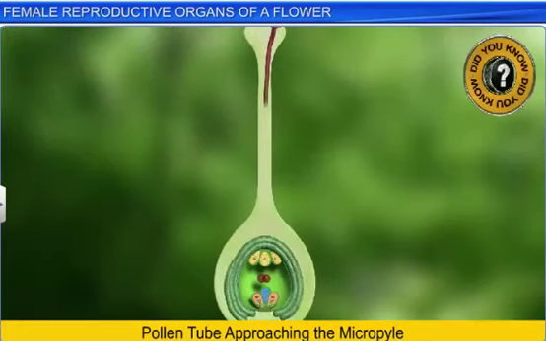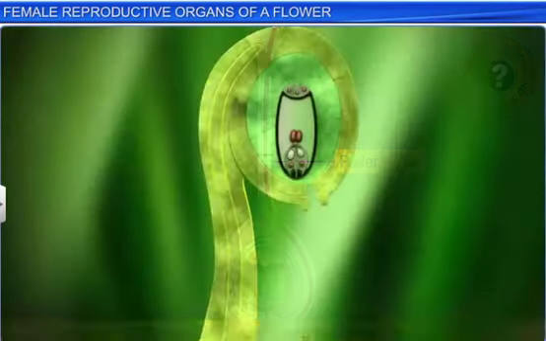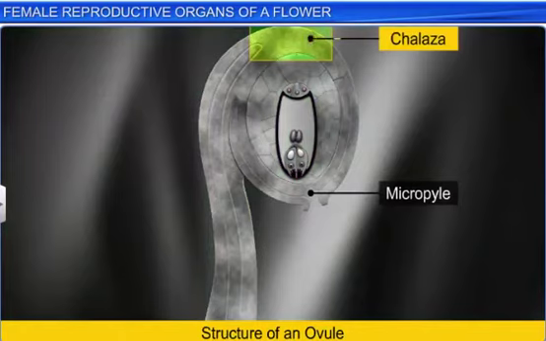Did you know that the micropylar end acts as an entry point for the pollen tube during the process of fertilization? While the micropyle forms one end of the ovule, the chalaza forms the basal part of the ovule.